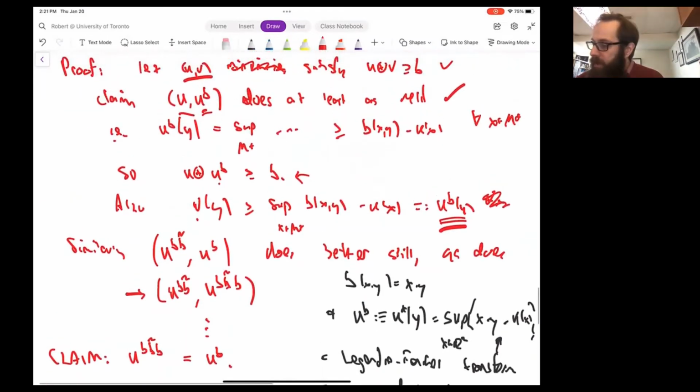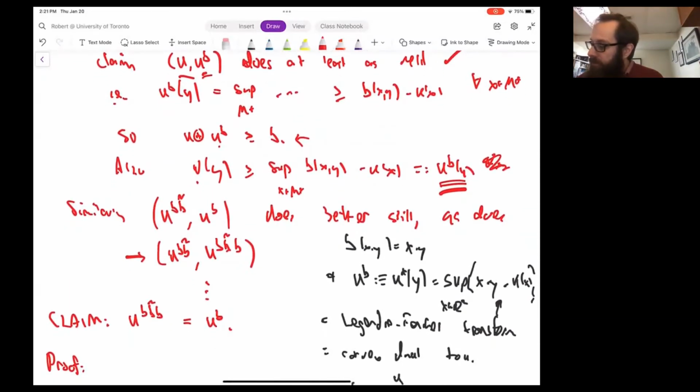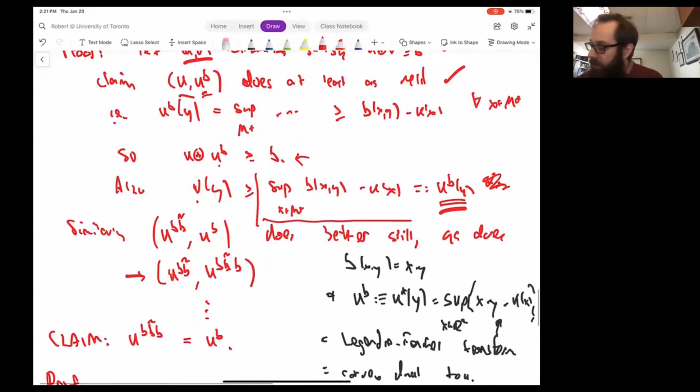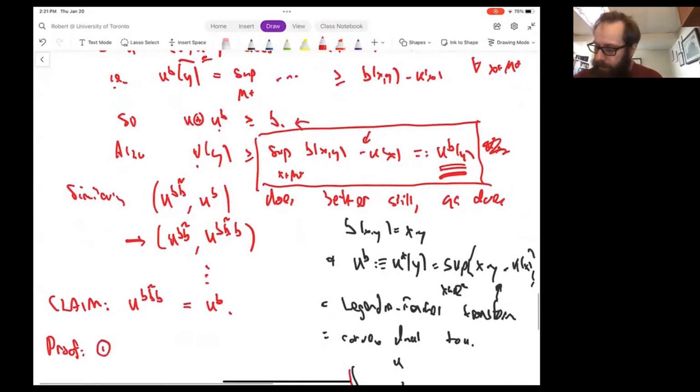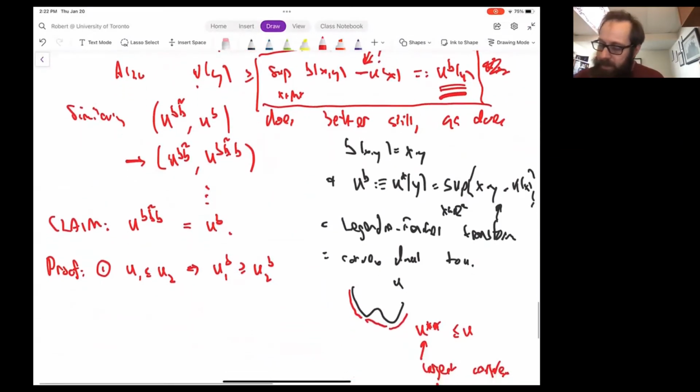So step 1 is to observe that from the definition, here's one of the definitions, definition of UBY. Because of this minus sign here, if I have 2 different U's and one of them is bigger than the other one, the transform of the bigger one is going to be smaller than the transform of the other one because of this minus sign. So fact 1 is that U1 less than U2 implies U1 transform is bigger than U2 transform. And that's because of this minus sign. And step 2 is that UB B tilde is always underneath U.